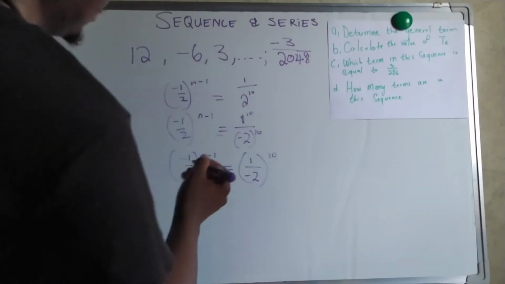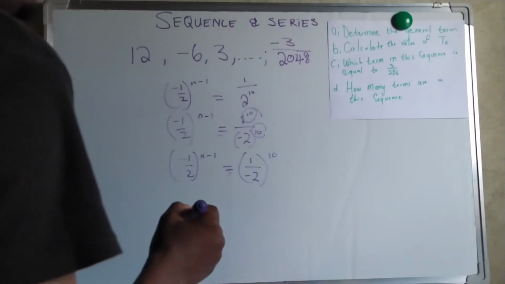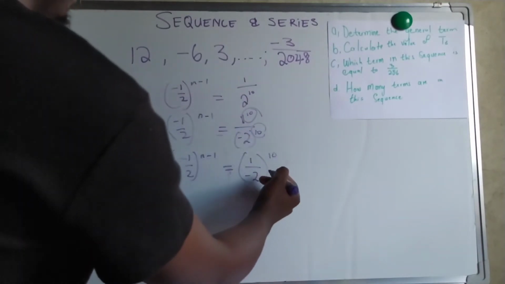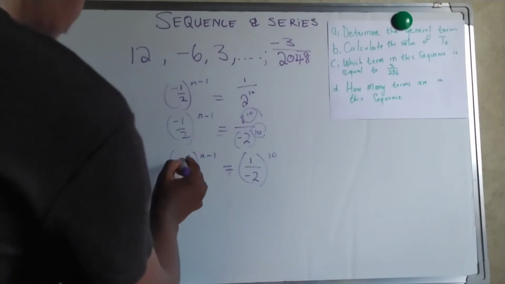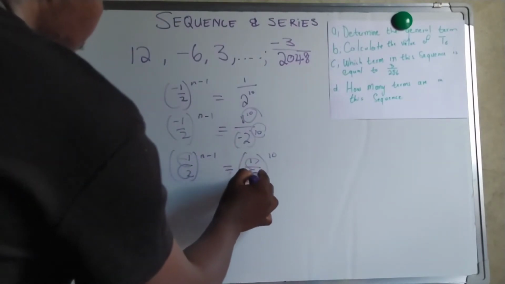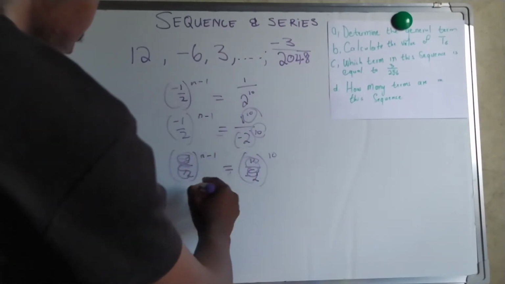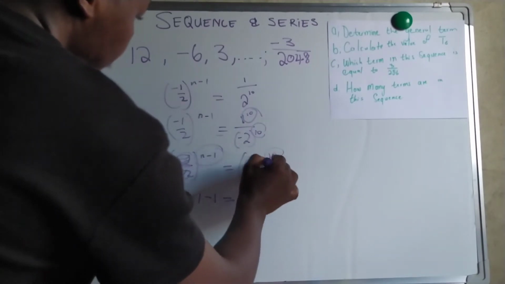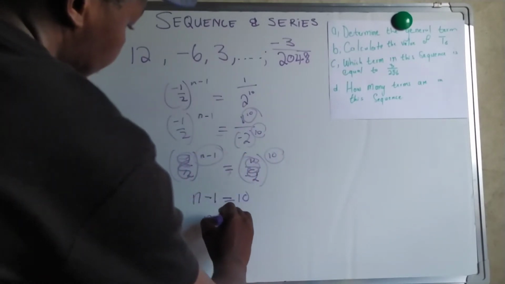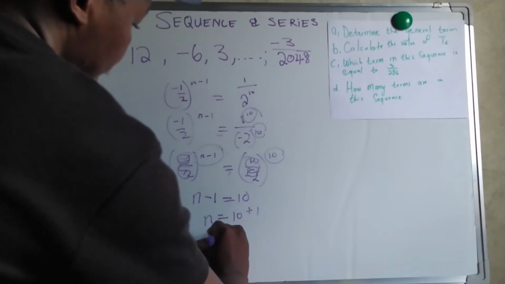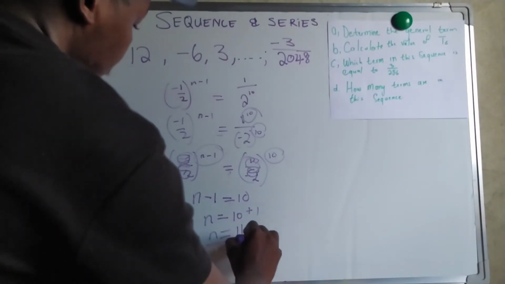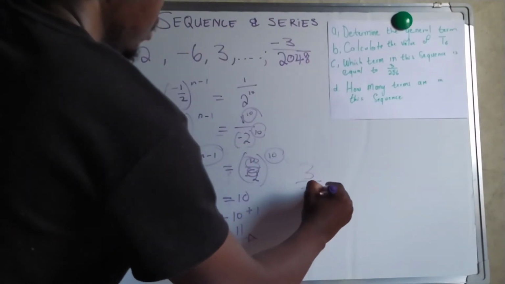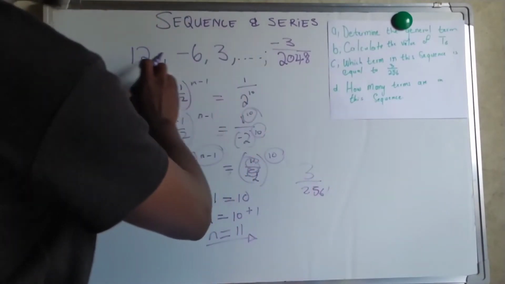Whenever you have these exponents being the same, you can actually take them out as a common exponent. Okay, so now we have the same bases. If we have the same bases, we can simply work with the exponents. So we'll have n minus 1 is equal to 10. So this exponent is equal to this. Okay, then we say n is equal to 10 plus 1. Then n is equal to 11. So this number, 3 over 256, would be equal to term 11 in this sequence.